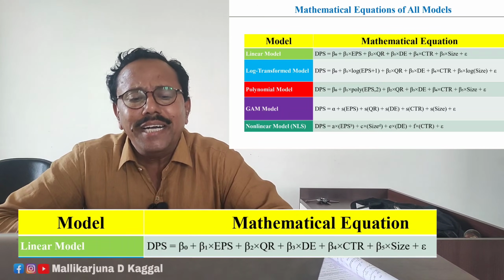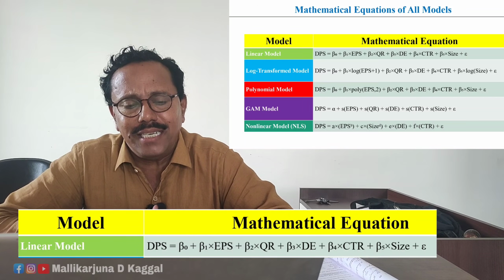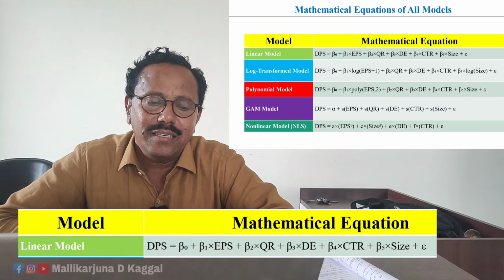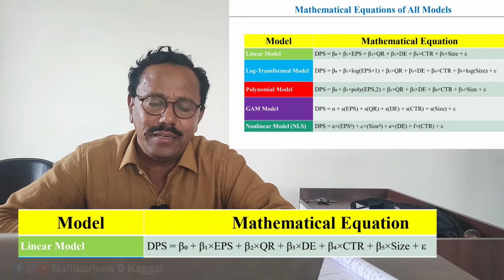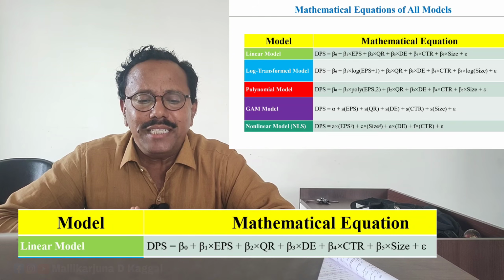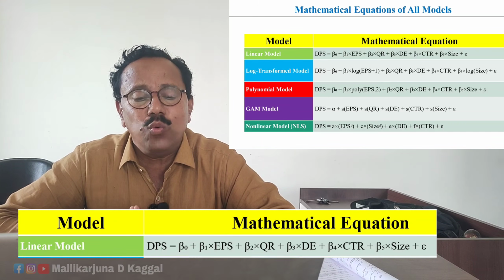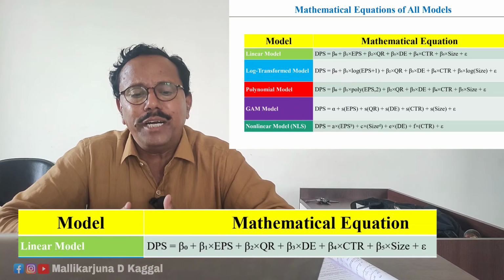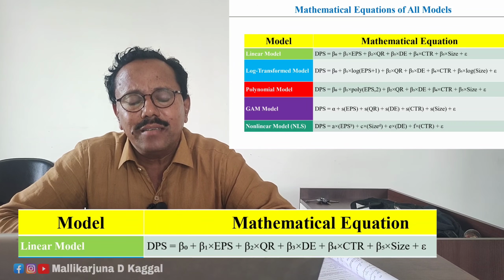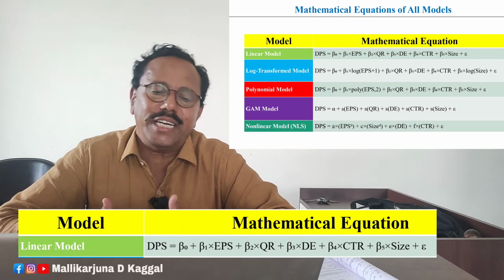What does this beta say? For a 1 unit change in EPS, the independent variable, what may be the change in the dependent variable? That is explained by beta. Let me repeat once again. The coefficient beta 1 says what may be the change in the dependent variable due to a change in 1 unit of EPS. Similarly for other independent variables, like B2 will say what may be the change in the dependent variable, DPS, due to 1 unit of change in quick ratio.